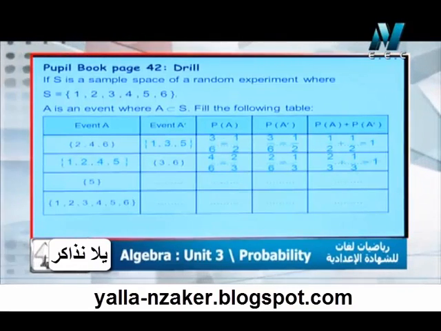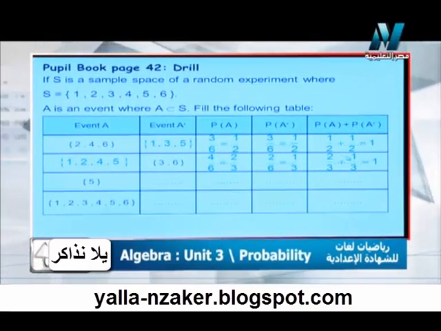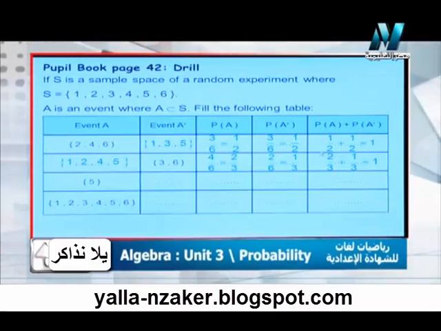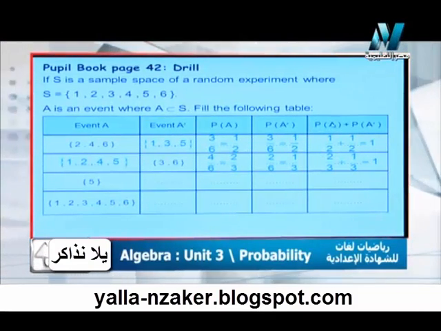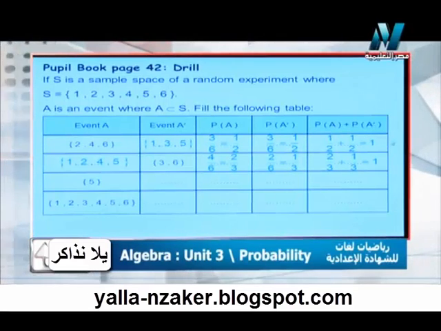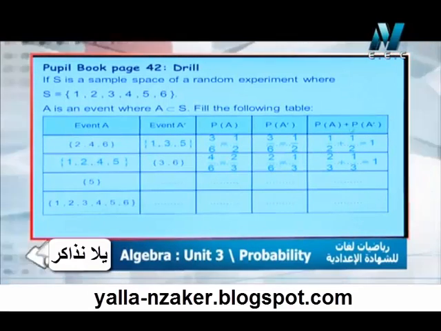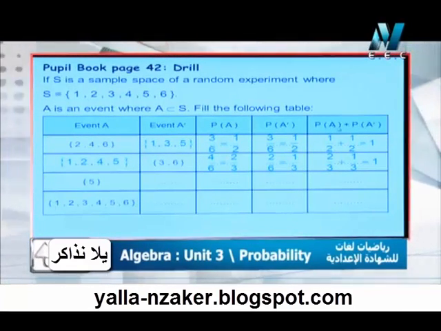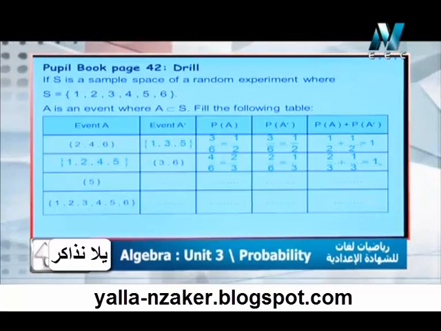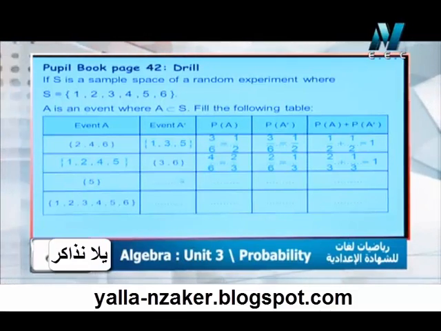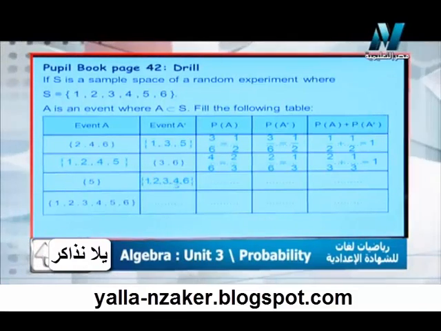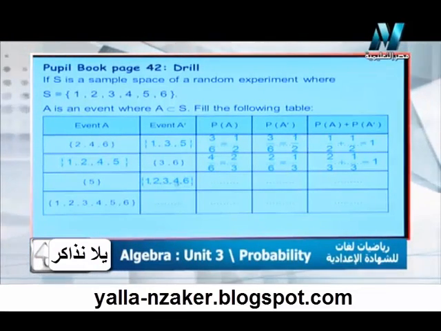لازم يطلع البروبابيلتي بتاعت الاس. رول مهم جدا ان the probability of any event and its complement السم بتاعهم 1. The sum of the two probabilities of an event and its complement لازم يطلع 1. طيب what about event A equals 5, A complement كام؟ 1 2 3 4 and 6. شايفين ال 5 مش مكتوبة في ال A complement.